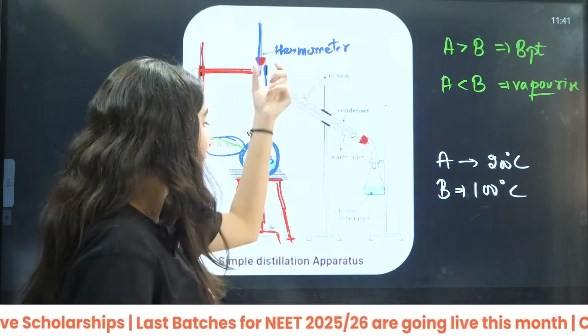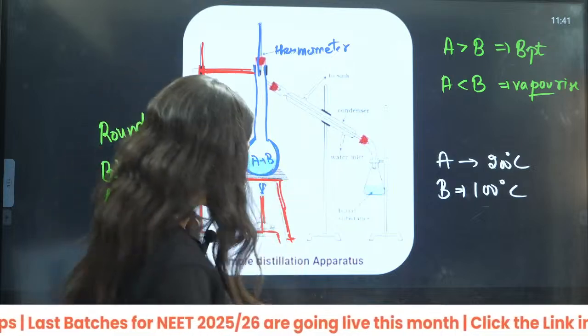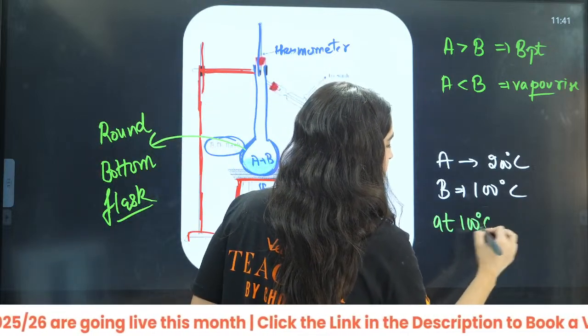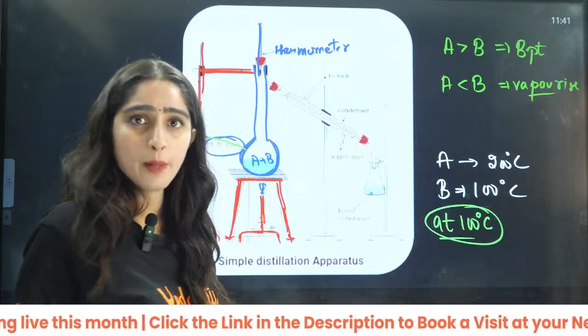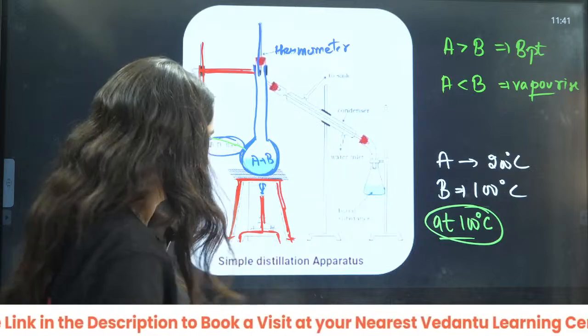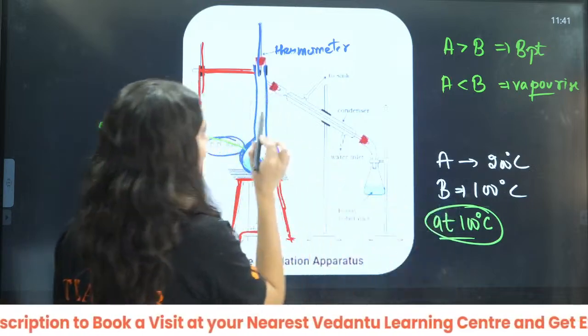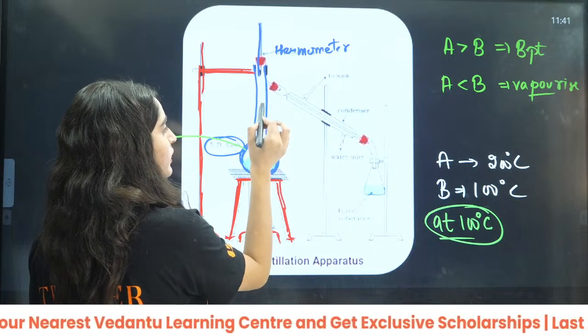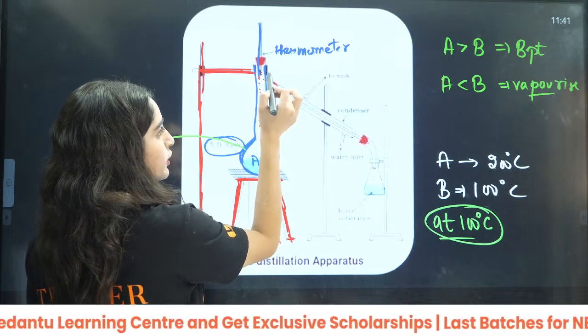Now when we know that we are at 100 degrees Celsius, B will start to boil and get converted to gases. B is now boiling, and it is getting converted to gases.